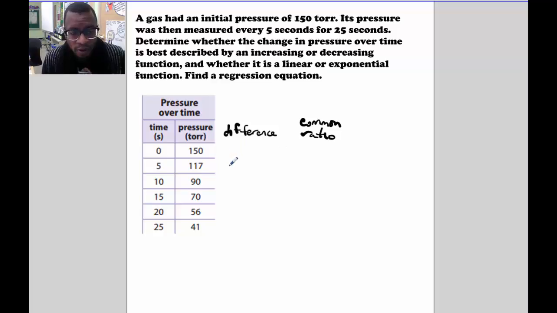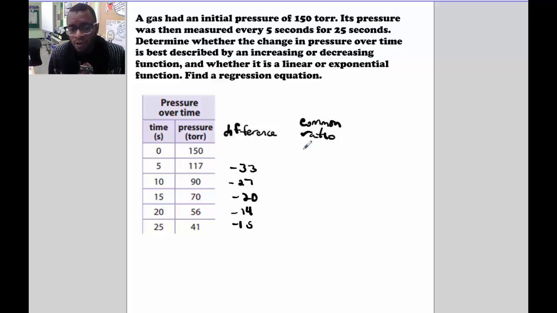Okay, so the difference here is -33. And then from 117 to 90, we have a difference of 27. From 90 to 70 is a difference of 20. And then we have a difference of 14 and a difference of 15. So we know this is not linear because our differences between our sets of y values are not constant. It's constantly changing. We go from 33 to 27 to 20 to 14 to 15.